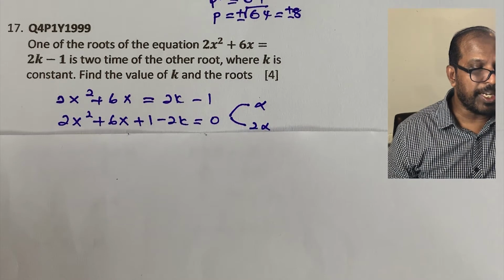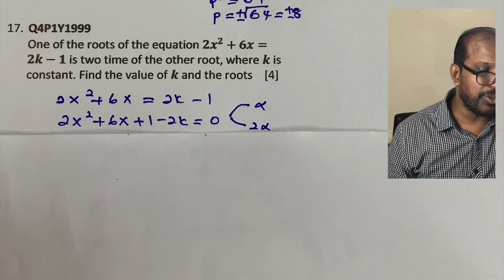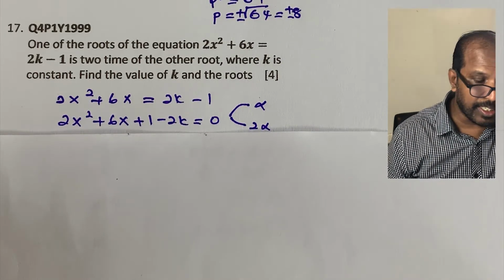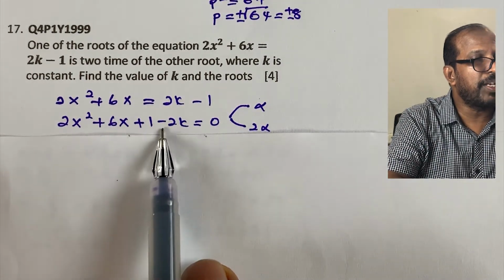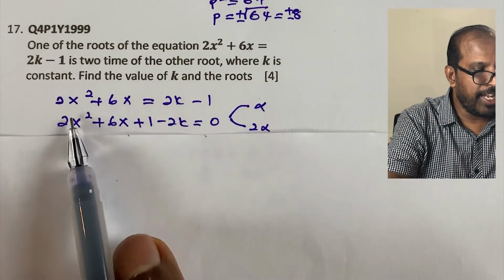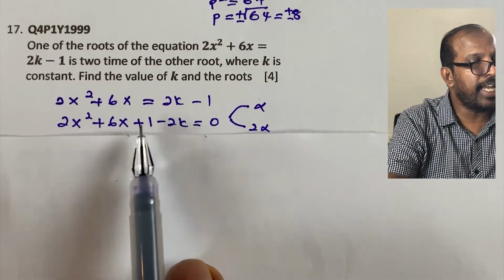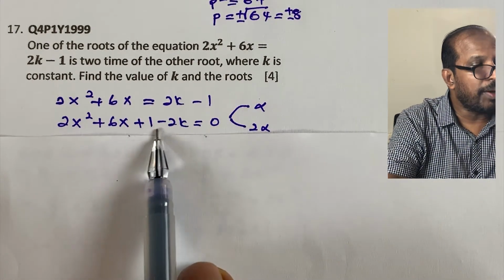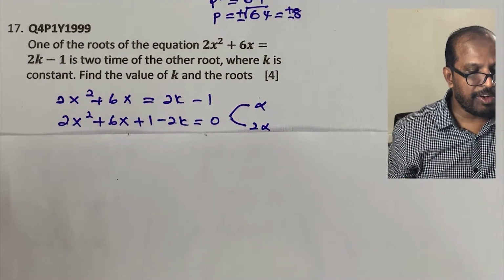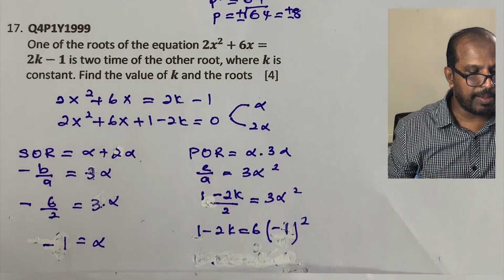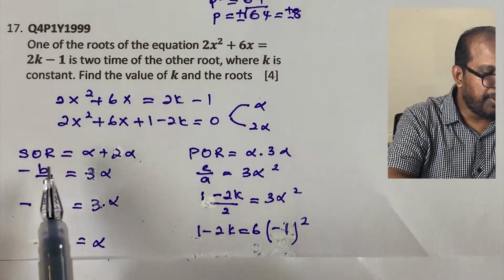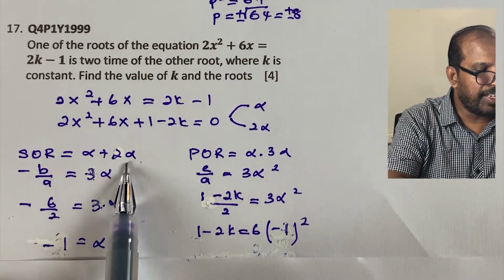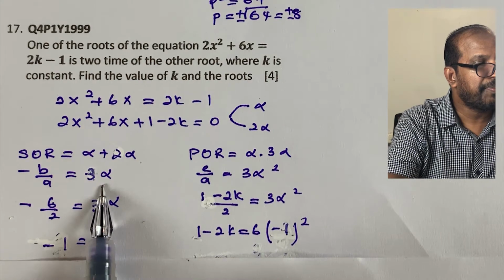I brought the 2k to the other side and got negative 2k, and negative 1 to the other side I got 1. Therefore, I got 2x squared plus 6x plus 1 minus 2k equals 0, where a equals 2, b equals 6 and c equals 1 minus 2k. Now we are going to find the sum of the roots and the product of the roots. Sum of the roots is alpha plus 2 alpha equals 3 alpha.